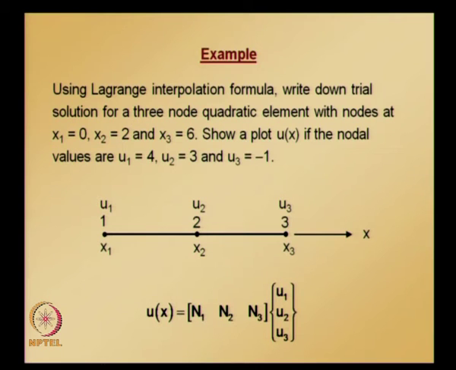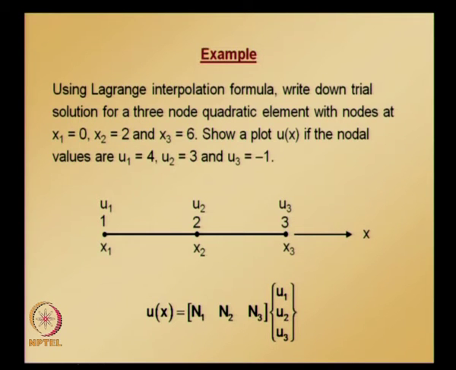because N1, N2, N3 are required for obtaining the approximate solution, which is u is equal to N1 u1 plus N2 u2 plus N3 u3, which can be put in a matrix and vector form like what is shown there on the slide.